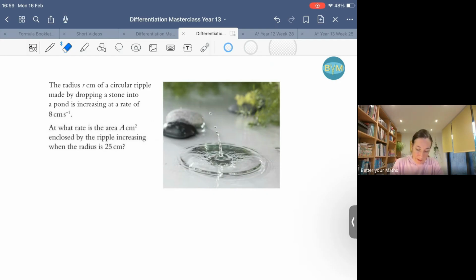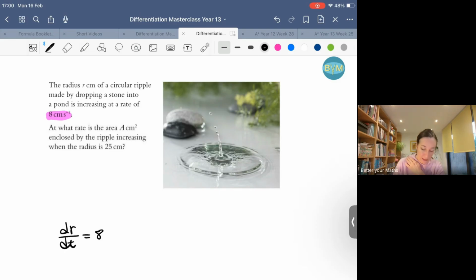The radius R of a circular ripple made by dropping a stone into a pond is increasing at a rate of 8 centimeters per second. Can you tell me in the chat, what do you think this is? D what by D what? So what is the number that they are giving me? Look at the units, look at that they say dr by dt. Exactly, it is how the radius changes with respect to time.